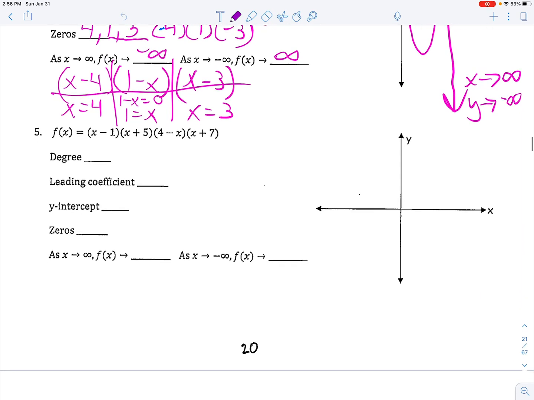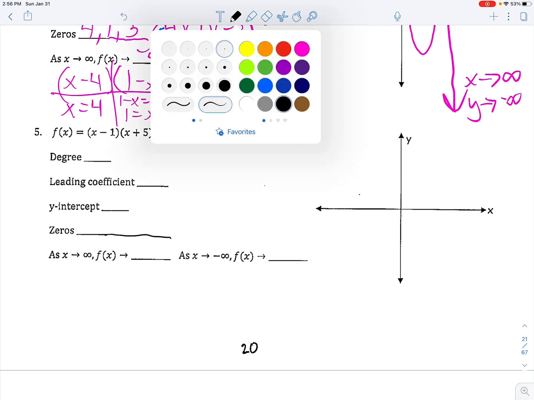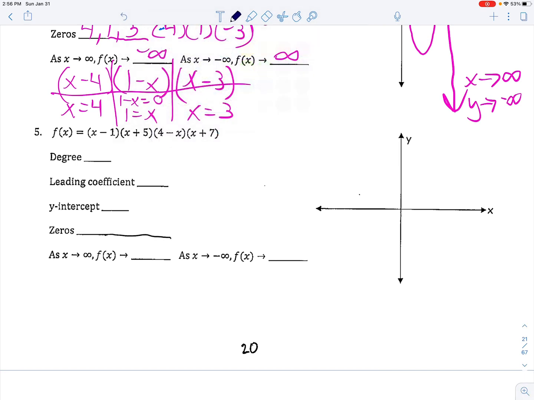All right, so here it is, page 20. I want to do number 5. And we're going to use this information here, the degree, the leading coefficient, the y-intercept, and the zeros, to give this graph a sketch.